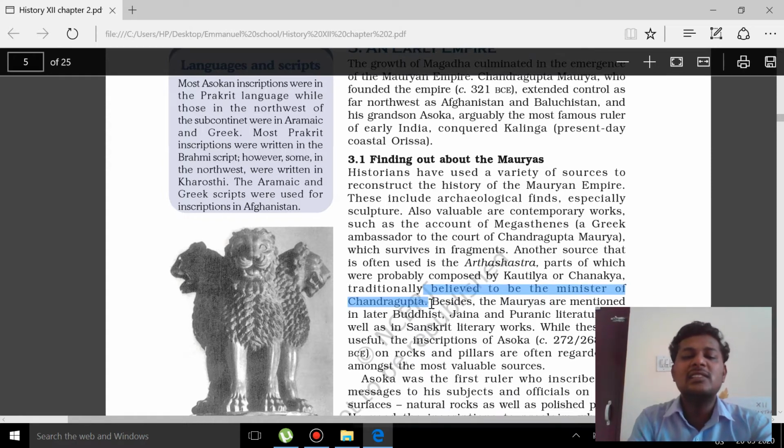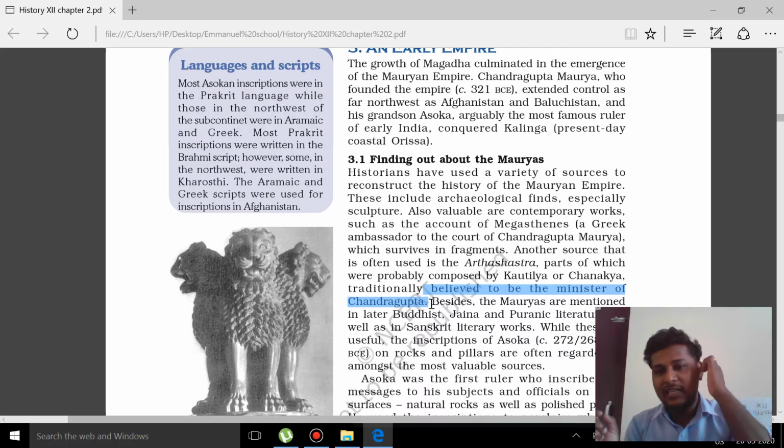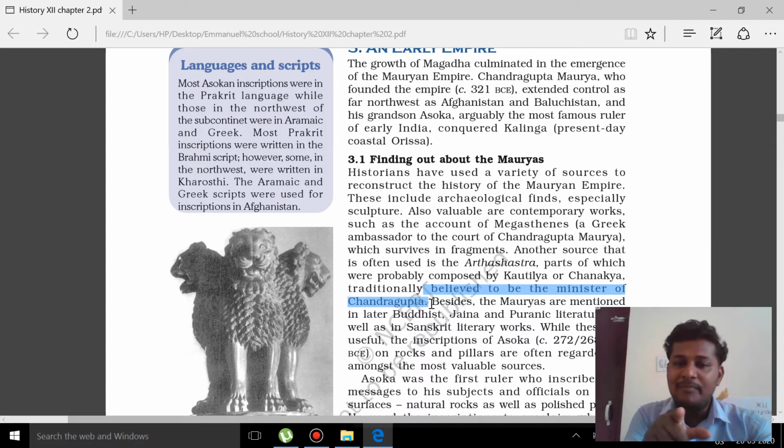You do not need to write all this in the answer. What you need to write is: first, archaeological finds; second, contemporary works like the work of Megasthenes, the Greek ambassador who came to India. Which court he came to, and that Kautilya is believed to be the minister of Chandragupta Maurya, you will have to study separately from the MCQ point of view. But for the answers, you need to know what Megasthenes wrote in his book, and the archaeological finds and the Arthashastra. All these are sources that tell about the history of the Mauryans.